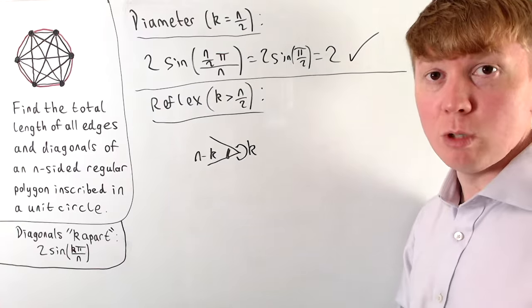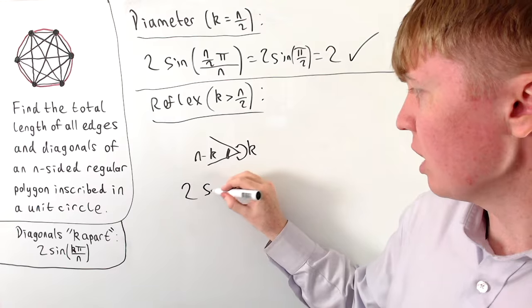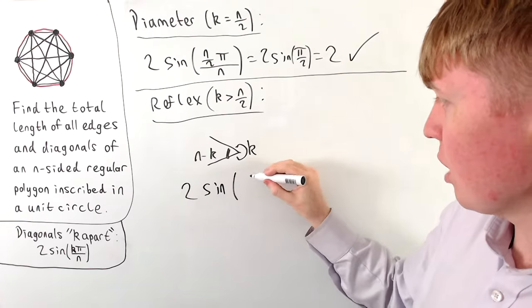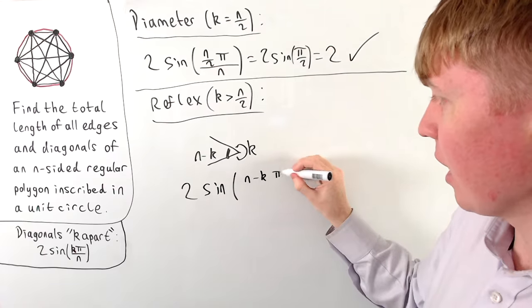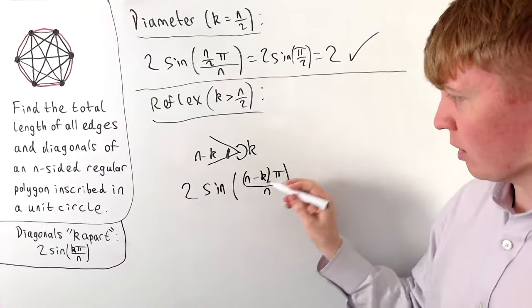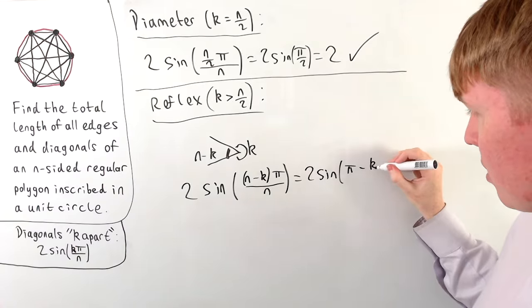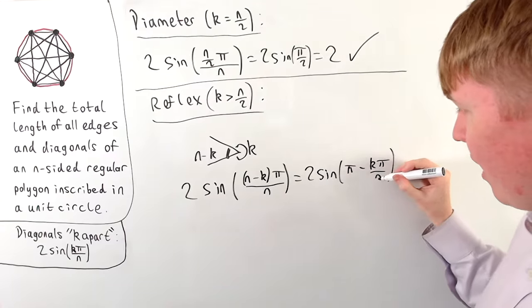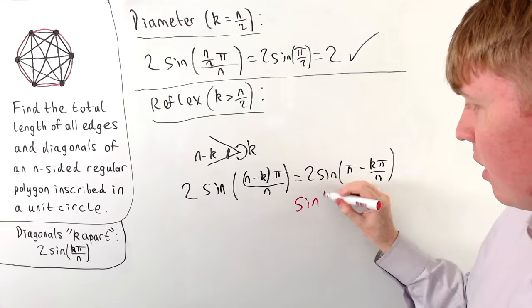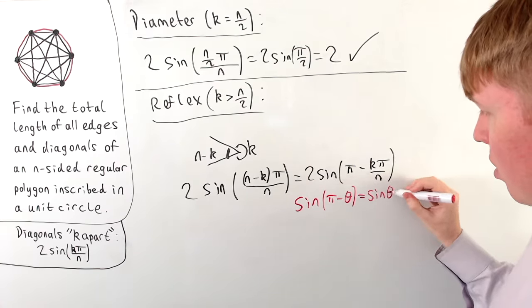So never mind the fact that we're counting everything twice, we'll deal with that later, but we can say then that the length of this diagonal in the reflex case is going to be 2 times sine of n minus k, pi, all divided by n. But then we can expand this so we get 2 sine of pi minus k pi over n. Then we can actually use another trig identity here, which is that sine of pi minus theta is always equal to just sine of theta.